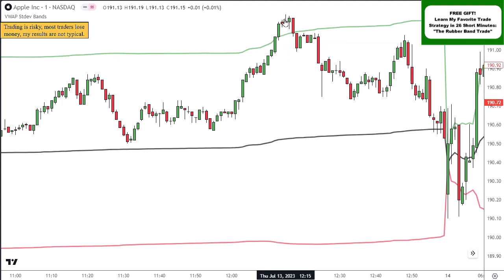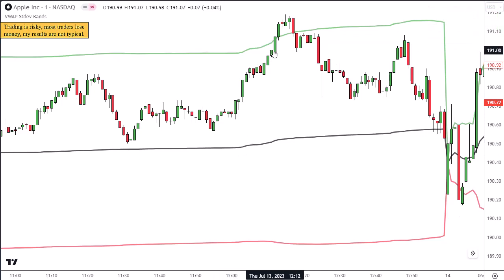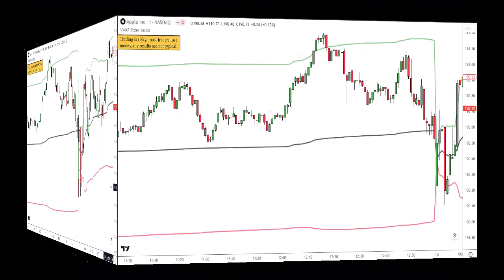So if we don't want to buy way above the volume weighted average price, we want to buy below it and wait for it to come back to it. And then we want to short way above it and wait for it to come back down to it.